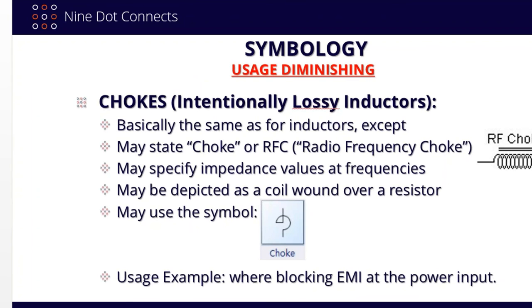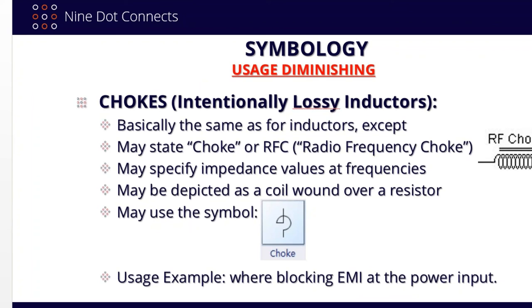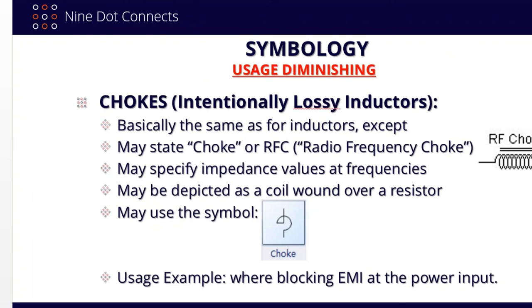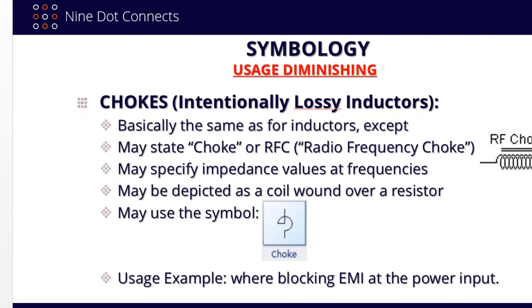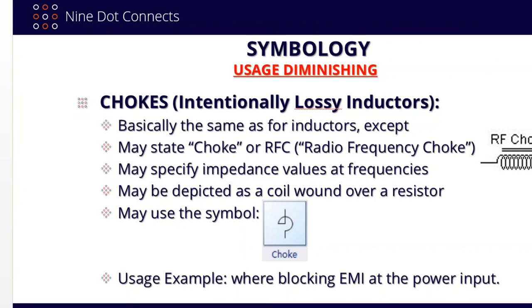Basically, the symbology is the same as for inductors, except that it might state choke or RFC, which is short for radio frequency choke, or it may have specific impedance values at frequencies, or it may be depicted by a coil shown wound over a resistor of either type symbol, either a block symbol or a resistor symbol, or it could have the little choke symbol as shown there beside that. I never personally have seen that one.